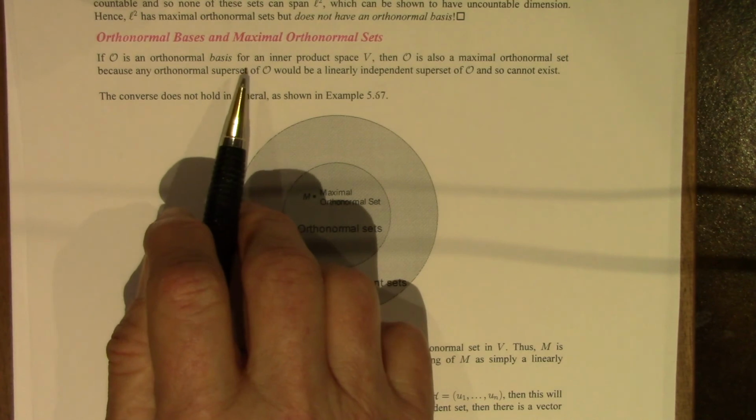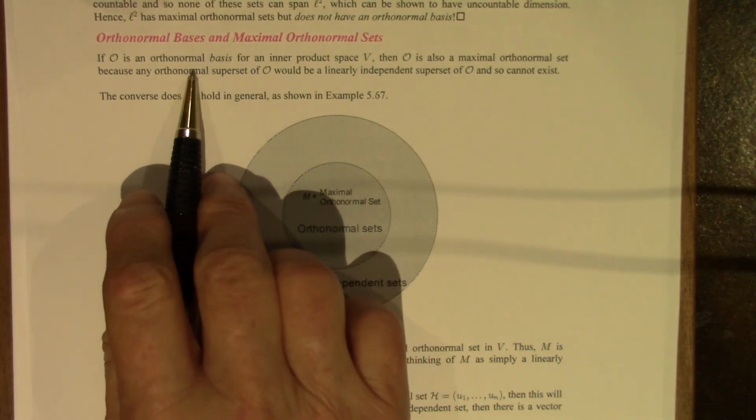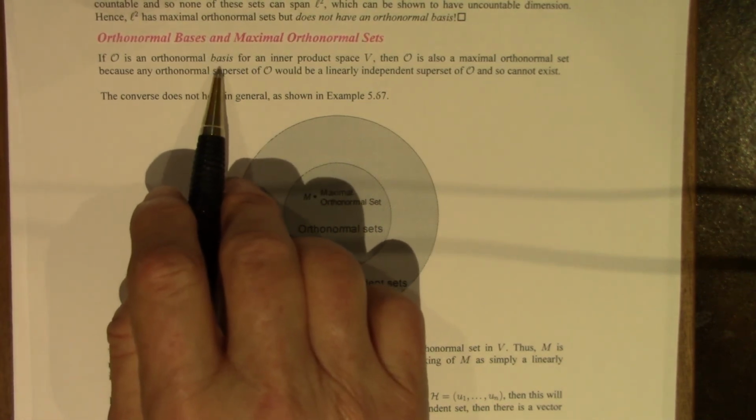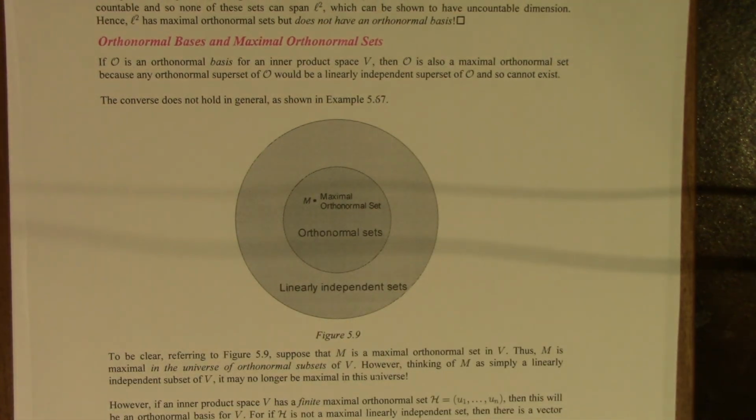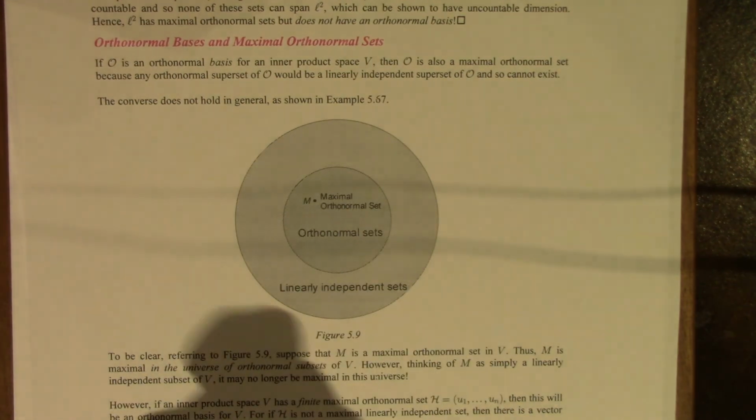So what we know is that every orthonormal basis is a maximal orthonormal set, because if you could enlarge it to a strictly bigger orthonormal set, if you could toss in at least one more vector and it was still orthonormal, that new set would be linearly independent, and it would be larger than a basis. You know, strictly contain a basis. That's not possible. The converse doesn't hold.